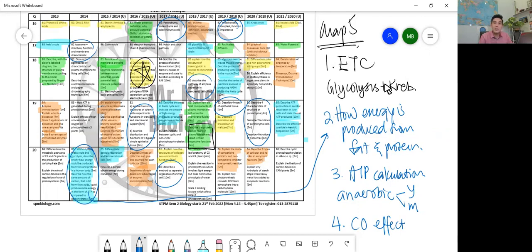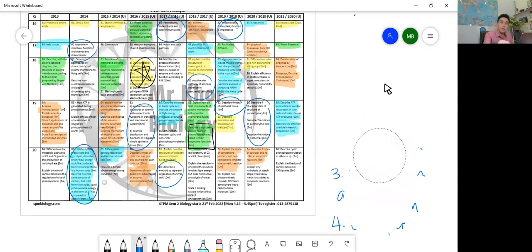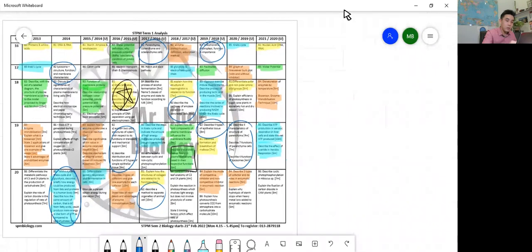quite saturated. Okay, coming to the end, we look at chapter 6. Chapter 6, sad news for I think most of the students. Because last year already asked cyclic photophosphorylation, and then chemiosmosis, they asked light dependent already. Okay. Then the previous year, C4. The previous year, C4. So C4 already asked.